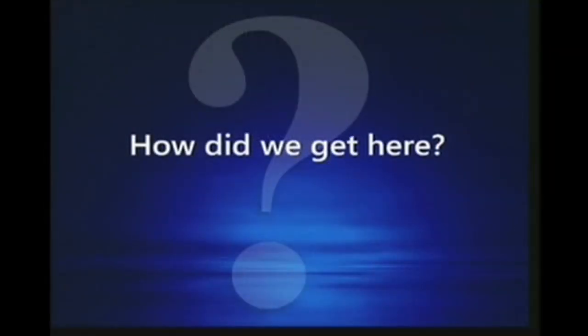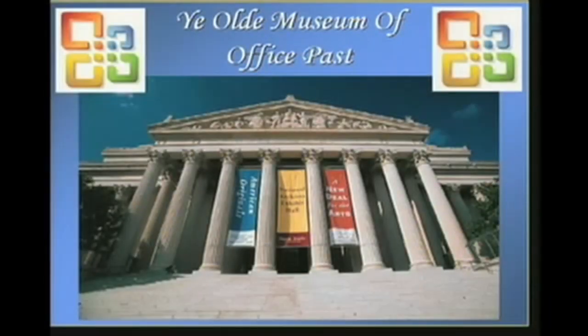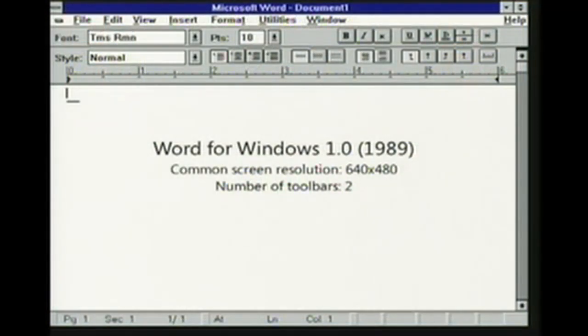But before we look at the future, we must look at the past. And so I want to take you through ye old museum of Office past, starting with Word for Windows 1.0. So it's interesting, when I tell this story normally, I say, well, where did this start? Where did menus and toolbars come from? Well, interestingly enough, here.